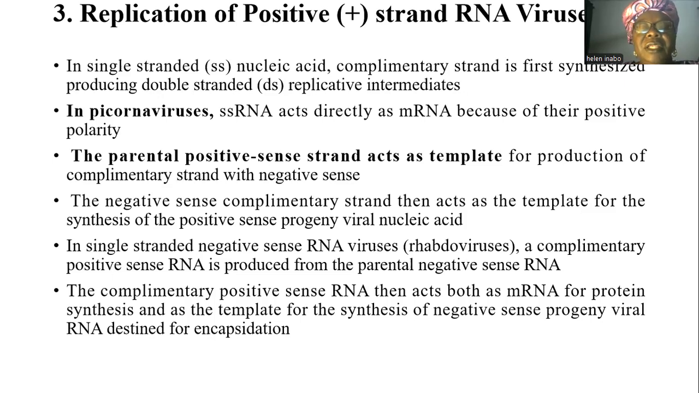acid. In single-stranded negative sense RNA viruses, for example, the rhabdoviruses, a complementary positive sense RNA is produced from the parental negative sense RNA. The complementary positive sense RNA then acts both as messenger RNA for protein synthesis. The proteins that are synthesized include non-structural and structural proteins, and also as the template for the synthesis of negative sense progeny viral RNA destined for encapsulation.